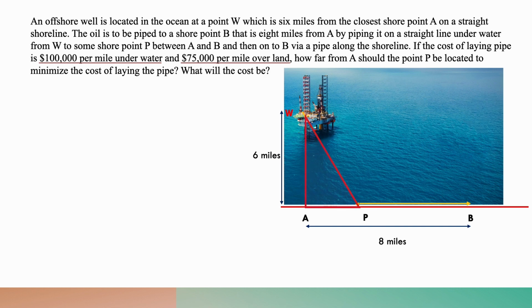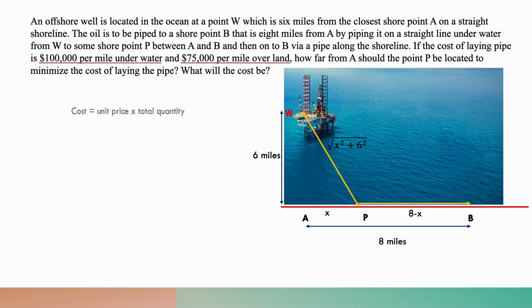Look at the triangle WAP. If we let AP be x, and we already know that WA is 6, then by using the Pythagorean theorem, we can get the length expression of WP as square root of x squared plus 6 squared. And the length of PB is 8 minus x.